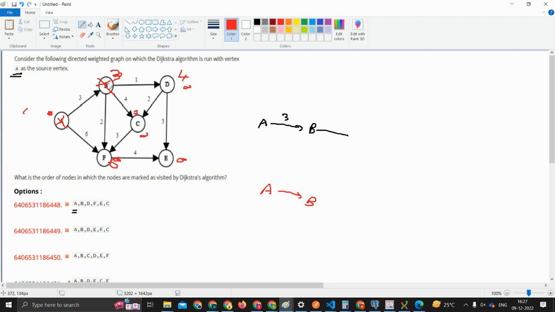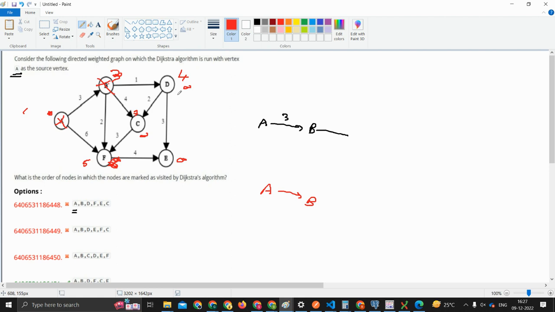Then from among these, we will choose the minimum. This is the mechanical way. To go to D from B, it is 3 plus 2, so you will update this as 5. Yes, it's going to be 5, because it's D plus 2 from B. Correct.